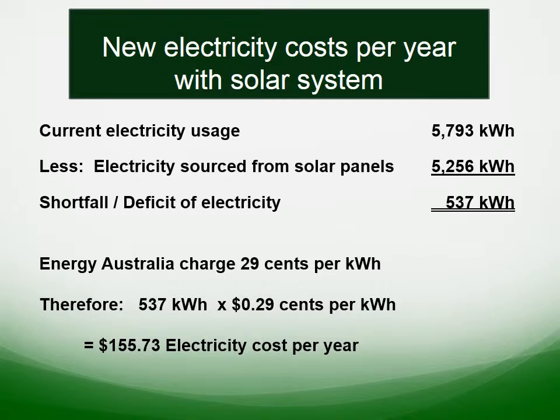Her supplier, Energy Australia, charges 29 cents per kilowatt hour, so therefore we need to multiply the 537 kilowatt hours that she has as a shortfall by 29 cents, and that'll give us her annual electricity cost of $155.73.